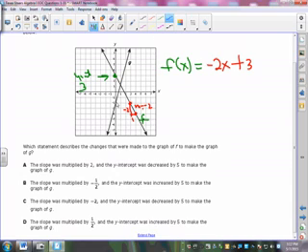Let's look at g now. The y-intercept is -2. And the rate of change is 1, 2, 3 over 1. It goes up 1, 2, 3. So the rate of change is 3 over 1. So that is g.